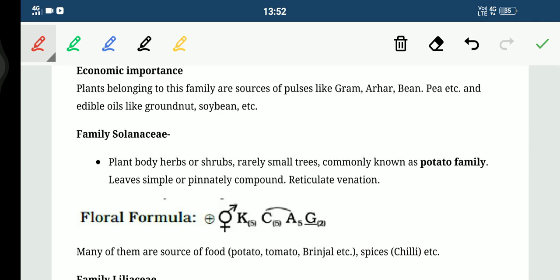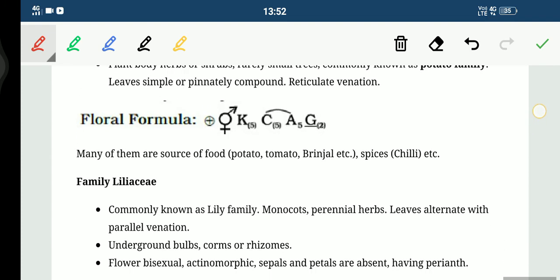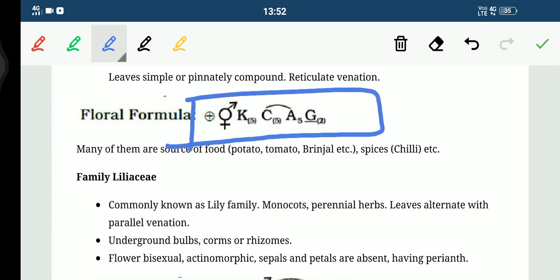This is the family Solanaceae, students, the potato family. The leaves are simple or pinnately compound, and they have reticulate venation. So this is the formula for the Solanaceae family. Fine, the bisexual condition, calyx 5, corolla 5. The superior kind of ovary, gynoecium 2, and androecium 5. Many of them are a source of food and spices, for example chili, etc.